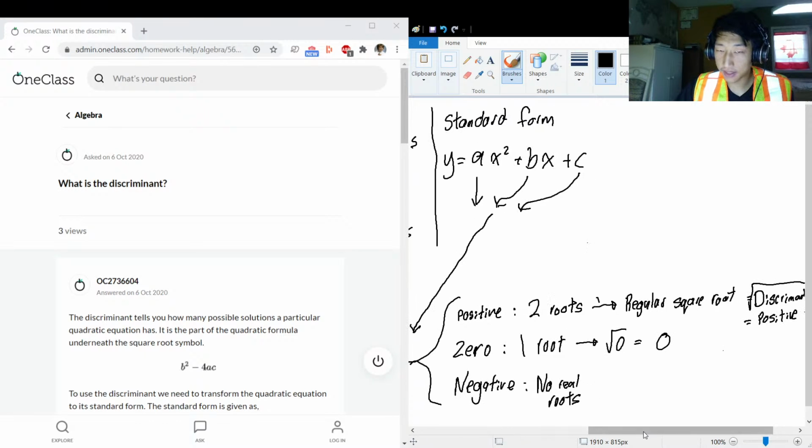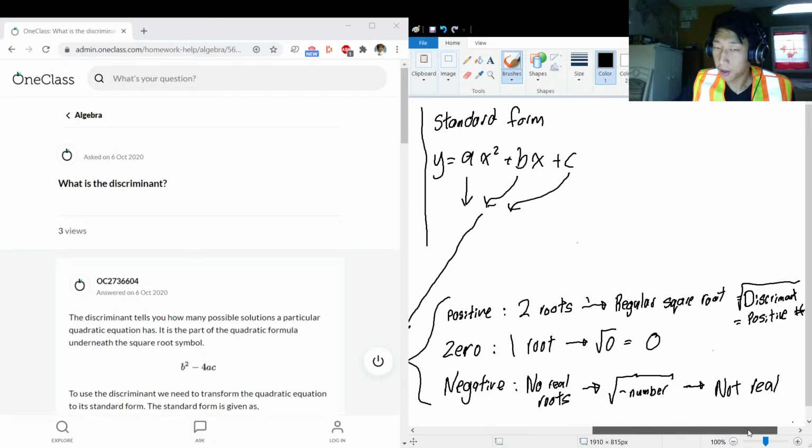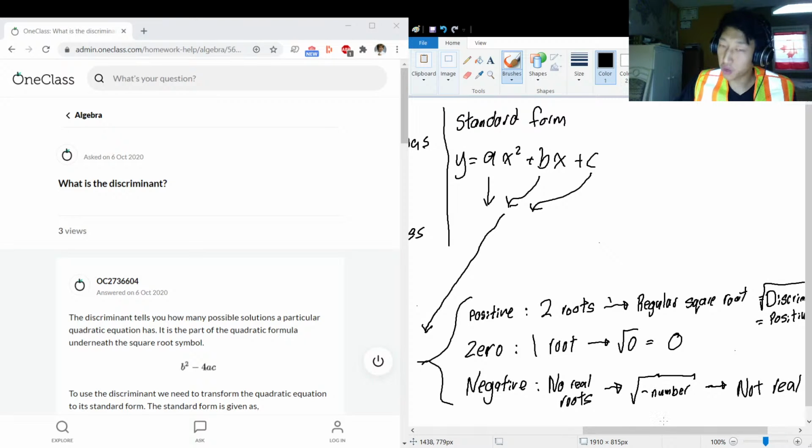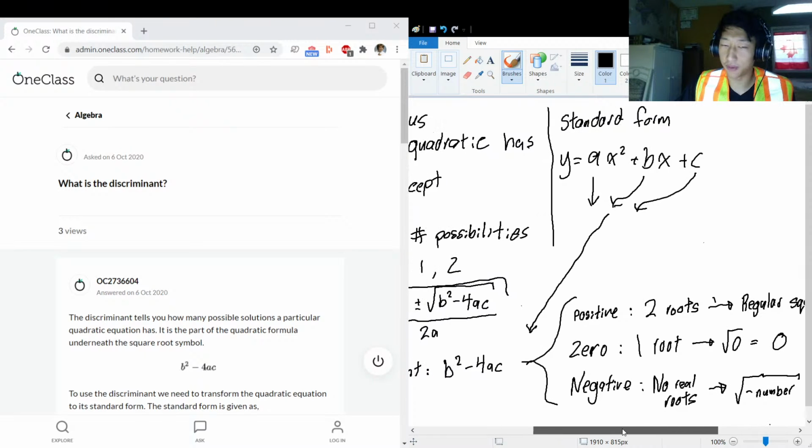Now if it's negative, what happens if you take the square root of a negative number? You know what you get? You get trouble, because this is complex, and if you're just learning about discriminants, you probably don't need to worry about complex numbers for now. So this is just no roots, or not real. Where are the roots? They're imaginary. For now, let's just say the square root of a negative number is not real.